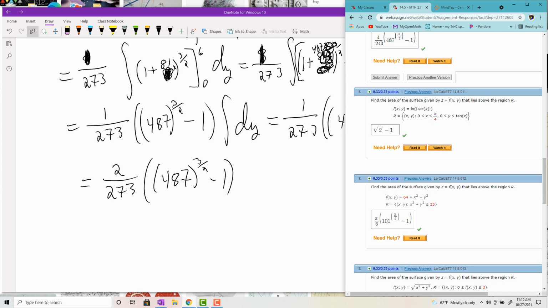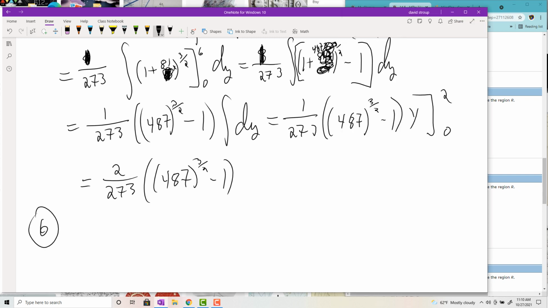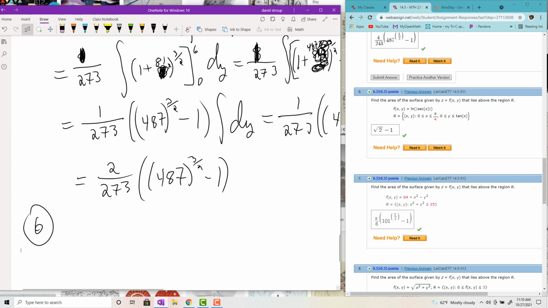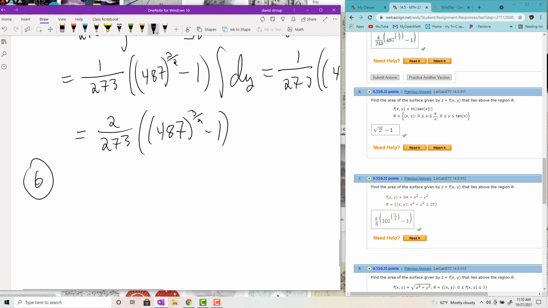Let's look at number 6. See if I can fumble my way through this one. So our function this time is ln of secant, and the region we're integrating over, let's make this the video quiz while we're at it. So this will be the first video quiz in video quiz set number 8, problem 6 from WebAssign.